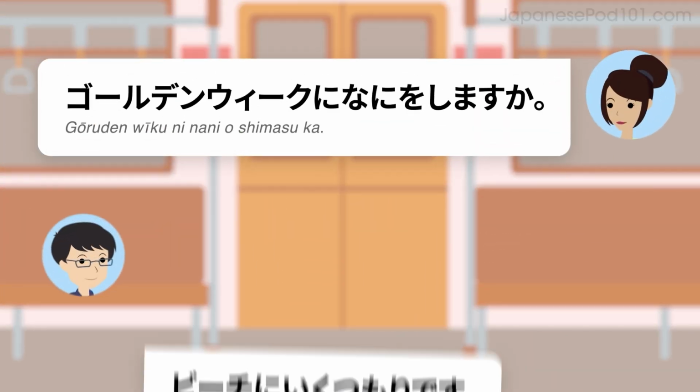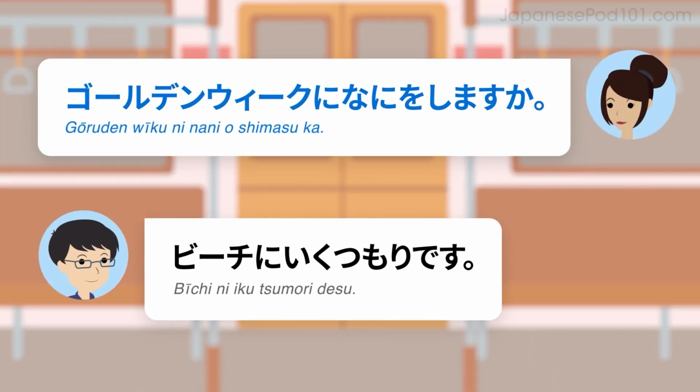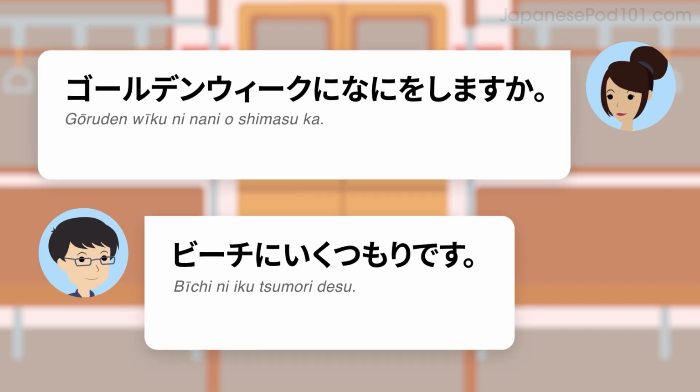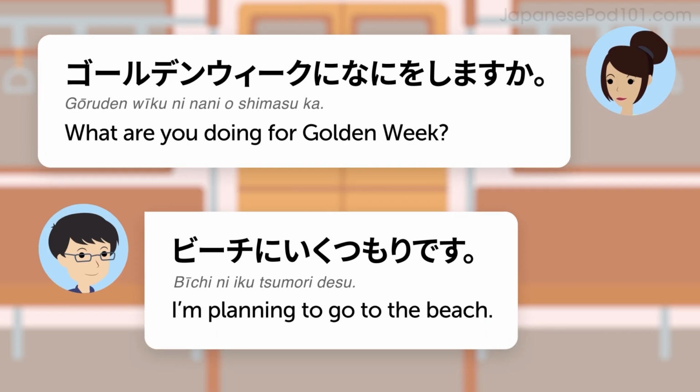Listen to the dialogue. ゴールデンウィークに何をしますか？ ビーチに行くつもりです。 Once more with the English translation. ゴールデンウィークに何をしますか？ What are you doing for Golden Week? ビーチに行くつもりです。 I'm planning to go to the beach.